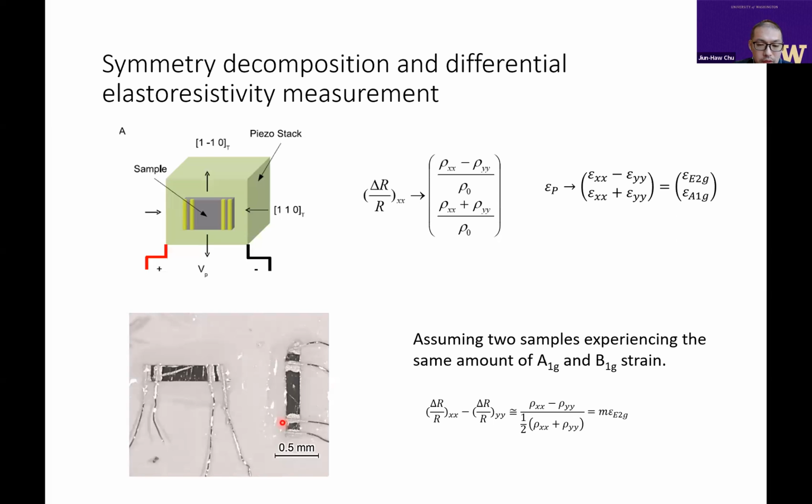Now, this will work if each sample is experiencing exactly the same amount of anisotropic strain and isotropic strain, meaning that the E2g and A1g ratio within each sample is exactly the same. If they're exactly the same, then when you take the difference and sum, you can exactly cancel and get the pure anisotropic part and the pure isotropic part. Now, in reality, this is never true, especially for this kind of bar-like sample.